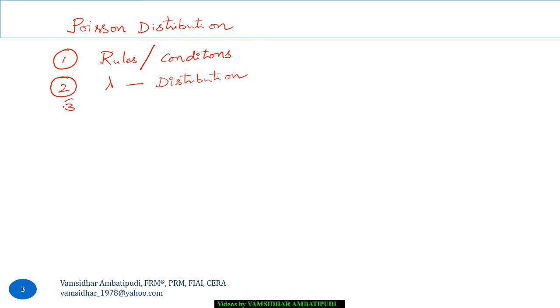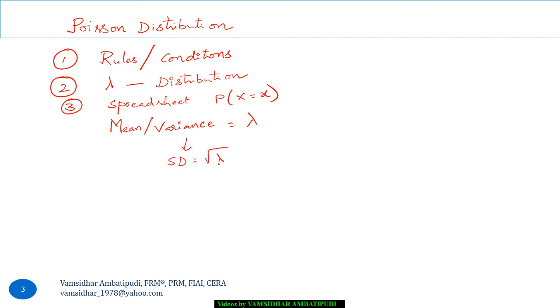And after that, as I told you, as I have given you a kind of a spreadsheet or a calculator, try finding out what is the probability of X equal to x for different values of x, and if required, find out the mean and the variance. We know that the mean and the variance, both of them are lambda only. So variance is lambda, which means standard deviation is always the square root of variance. So I'll take it as square root of lambda.